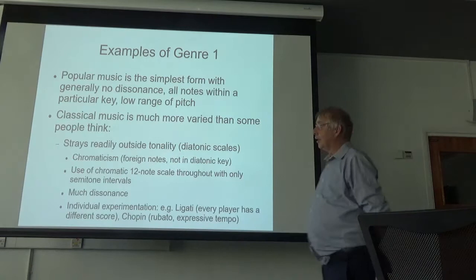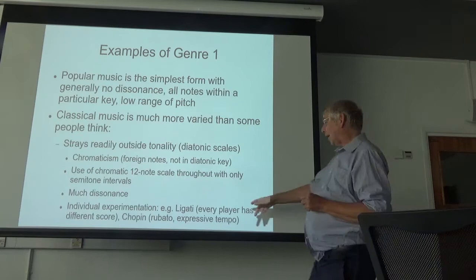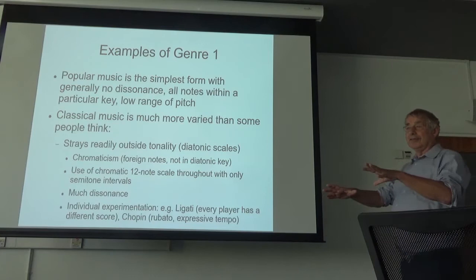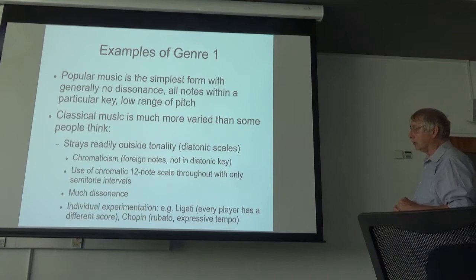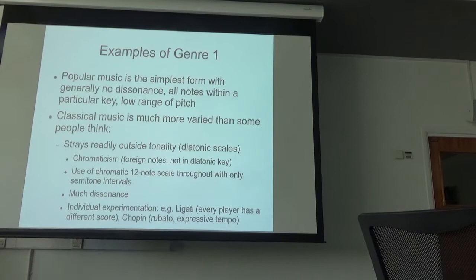And when you get down to some individuals, Ligeti, for instance, every player has a different score. And Chopin, rubato, he has the right hand playing at a different speed to the left hand, although he just puts rubato in as an instruction, but it's not actually coded as such. So it's not so easy as people think.